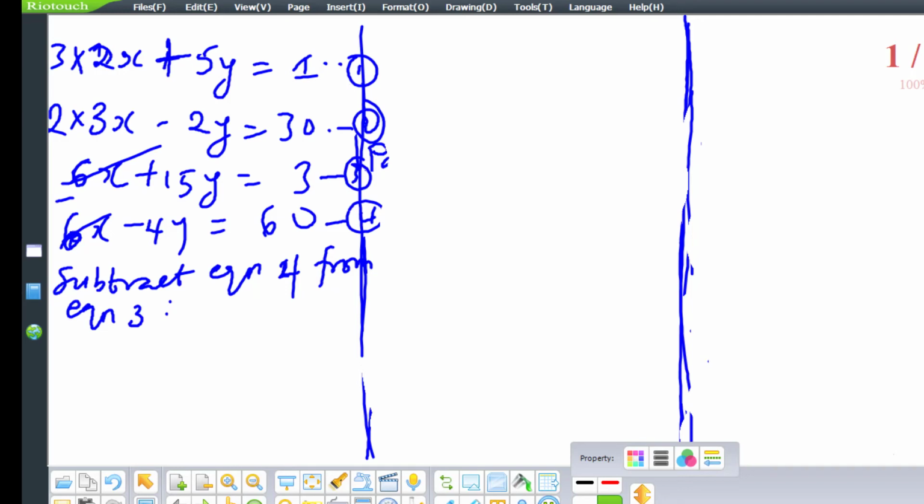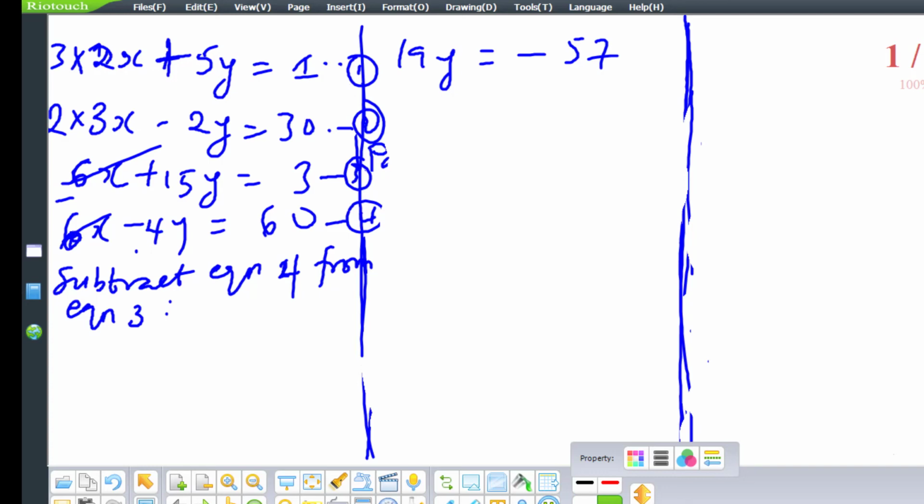So, after eliminating this, we move on with our subtraction by saying plus 15y minus 4y. Plus 15y minus, that's going to be plus. So, it's going to be plus 15y plus 4y. So, that's going to be 19y equals 3 minus 60. 3 minus 60, that's going to be minus 57.